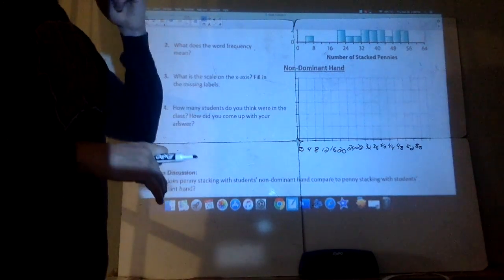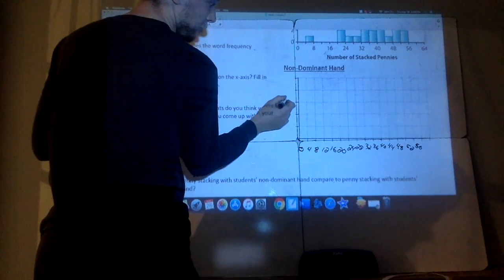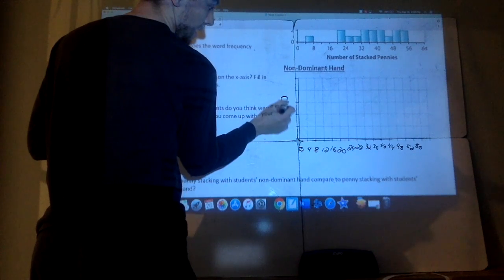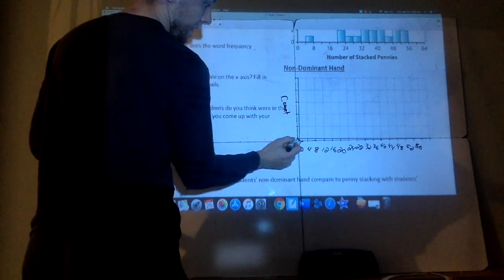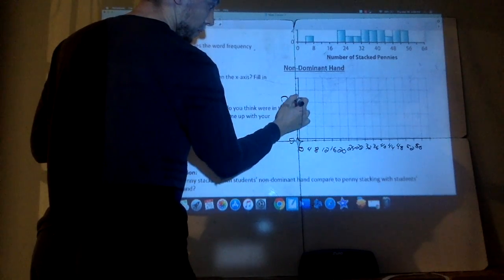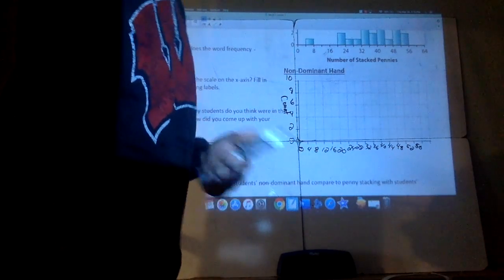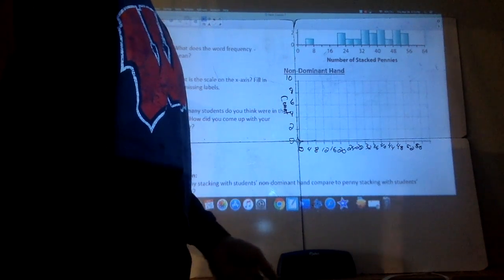And then on our y-axis, we want to do our count. Or you could say number of people or frequency, whatever you'd like. I'll just write count for now. And that's 0, and we're going to count by 2s. 2, 4, 6, 8, and 10. So we want to see how many people fit into each column.